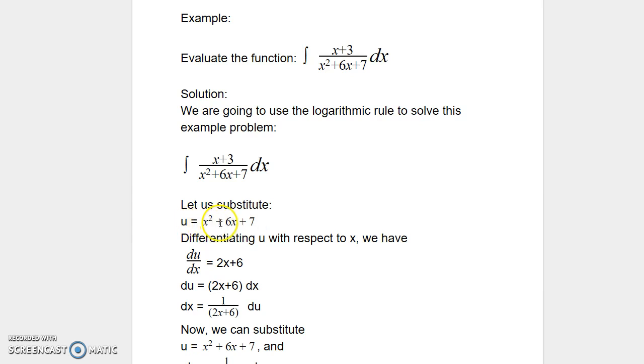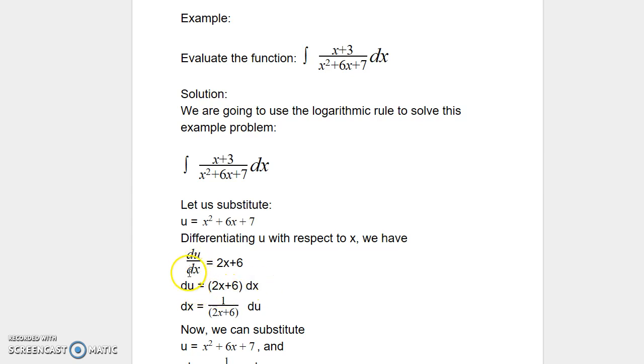Since u is a function of x, we can differentiate the function u with respect to x. Therefore, du by dx is equal to d by dx of x squared is 2x, d by dx of 6x is 6, d by dx of 7 is 0. So du by dx we can write as 2x plus 6, as shown here. We can also write this as du is equal to 2x plus 6 dx.